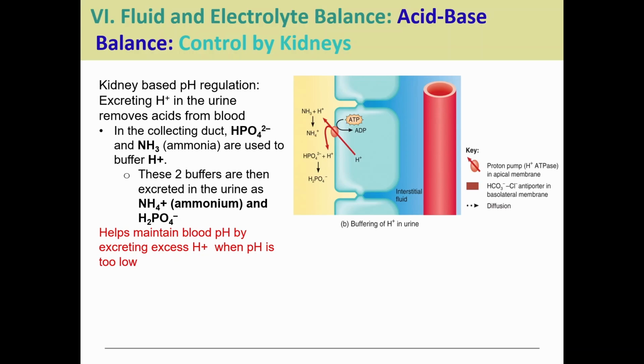So again, this helps us get rid of those excess hydrogen ions when our pH is too low. I know I mentioned earlier that the lungs can help with this a bit, but the kidneys are really where it's at when it comes to acid-base balance.